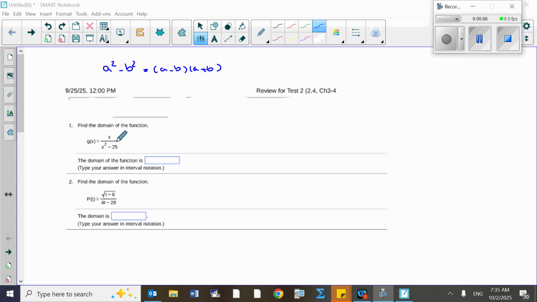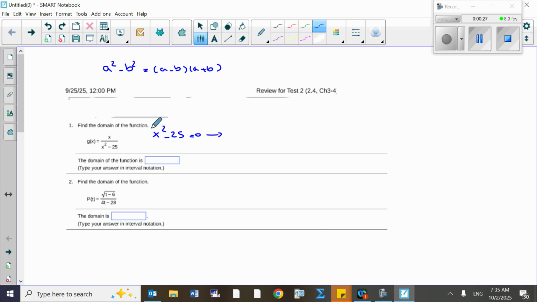First question is asking us to find the domain of a function. This is a rational function. To find the domain, you need to know what are the values that make the denominator 0 and exclude them from your domain. So I'm going to make the denominator equal to 0 and solve for x.